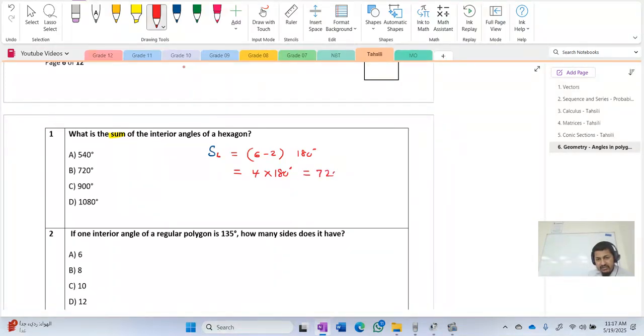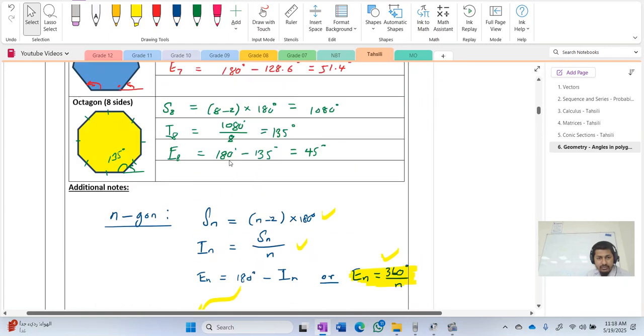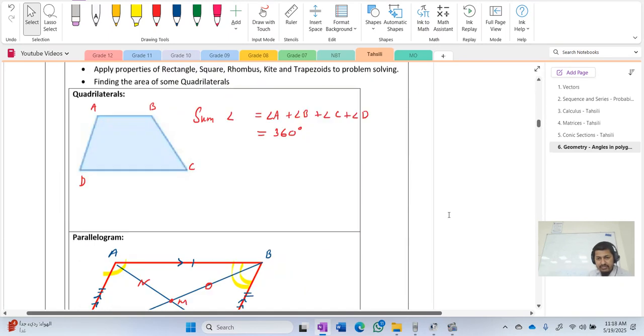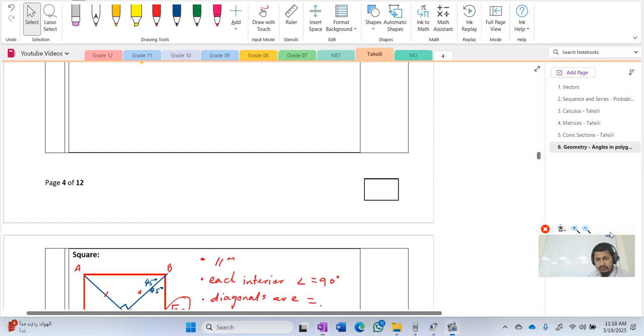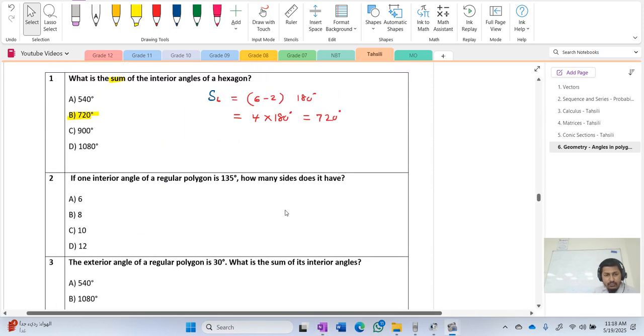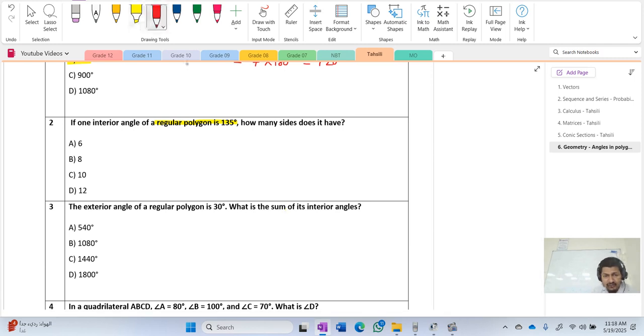Moving on to question 2. If one interior angle of a regular polygon is 135, how many sides does it have? So the interior angle is already equal to 135. So what's the exterior angle? Remember, I gave you a formula. Exterior angle is equal to 360 divided by n.